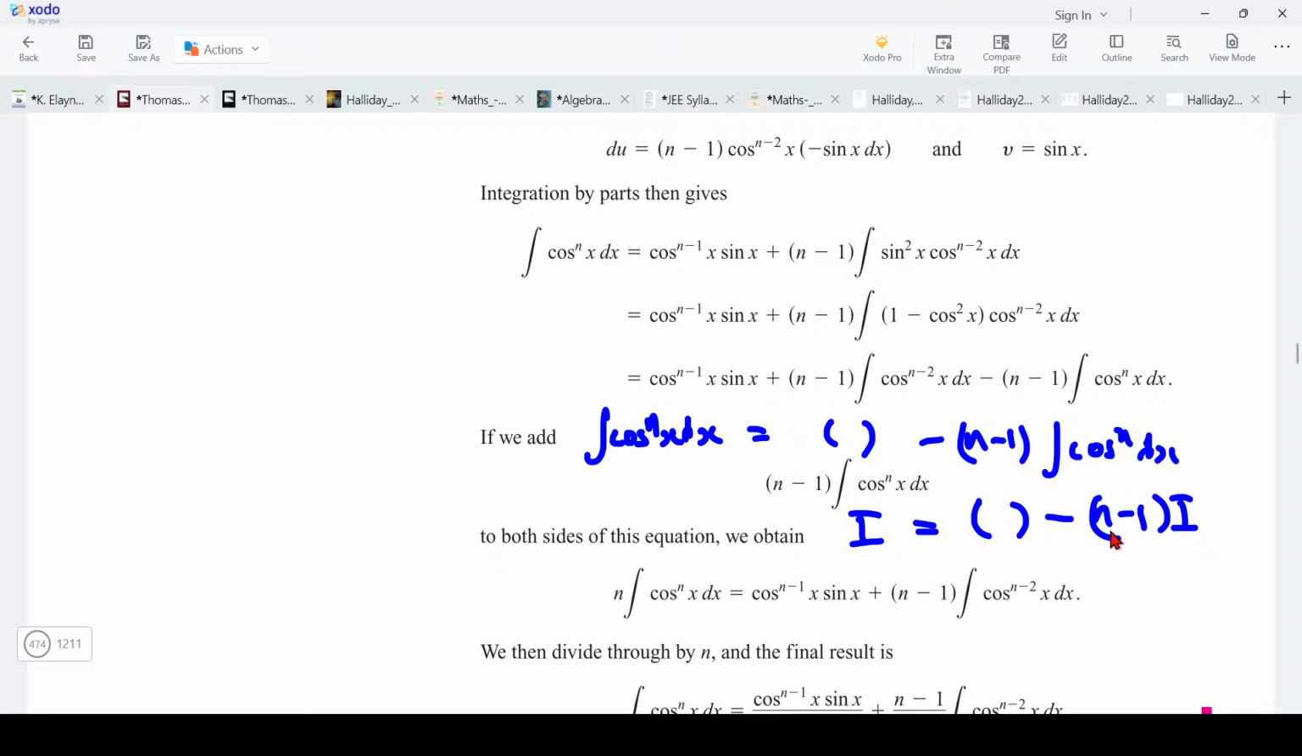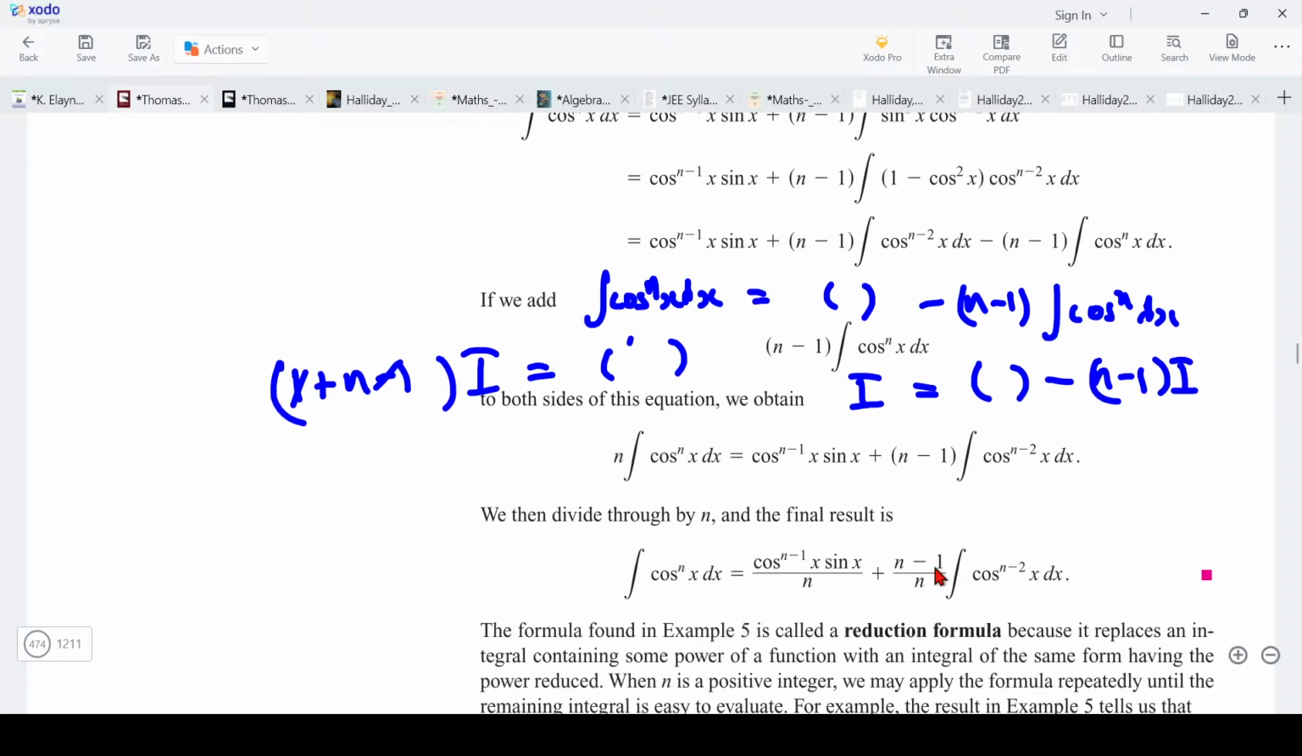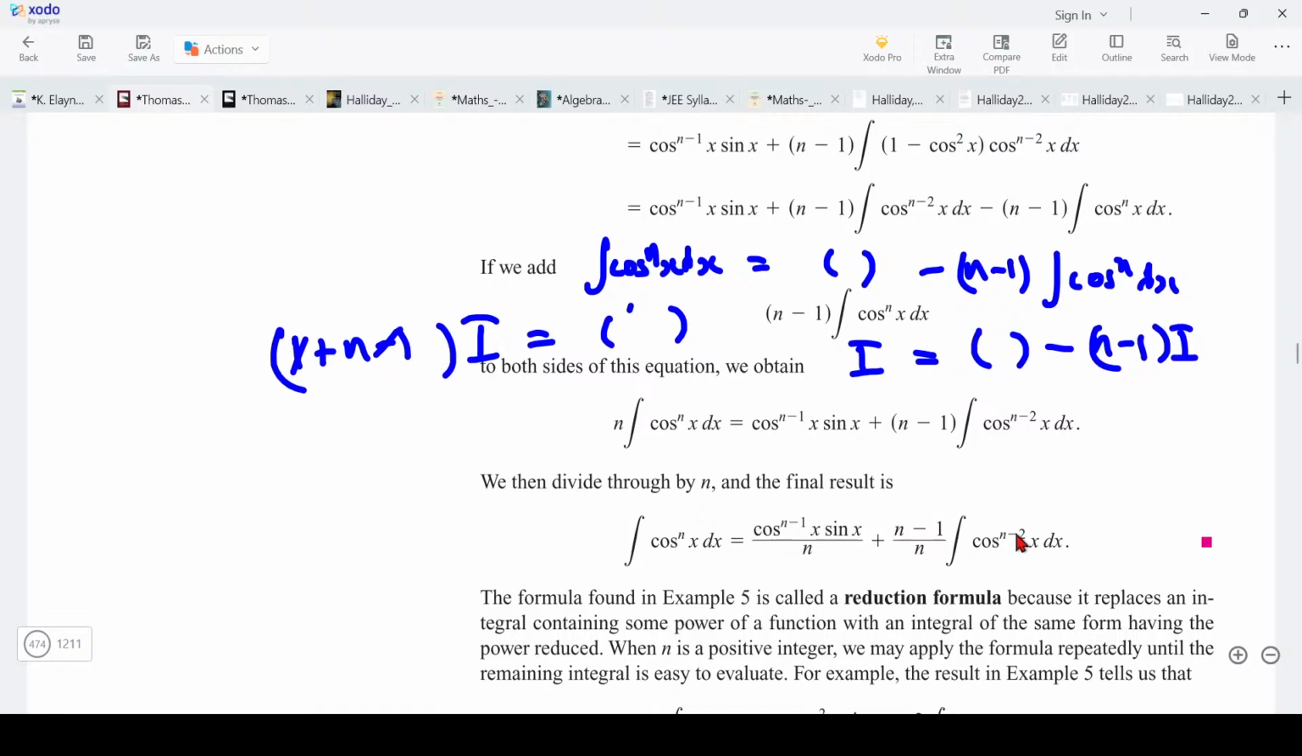What does this mean? If we bring it to the other side, 1 plus n minus 1 into I equals to whatever this leftover thing is, right? Yes. So that means I equals this leftover thing divided by n. Understood? I equals this leftover thing, whatever this is. So now what we have got with this, we have reduced cos power n to something in terms of n minus 2, right? Yeah. Understood now?